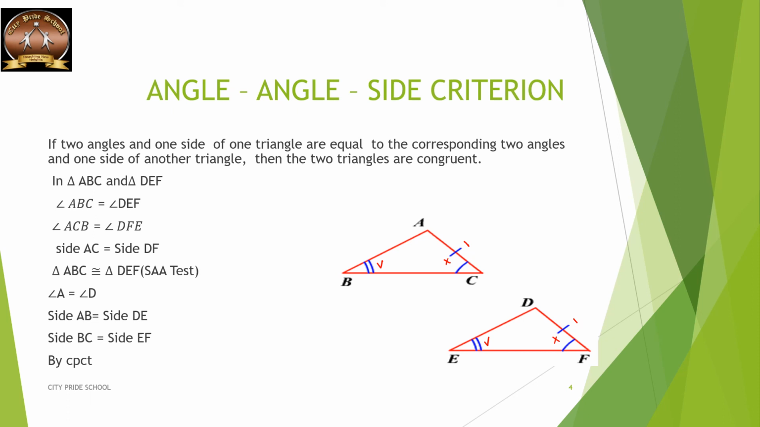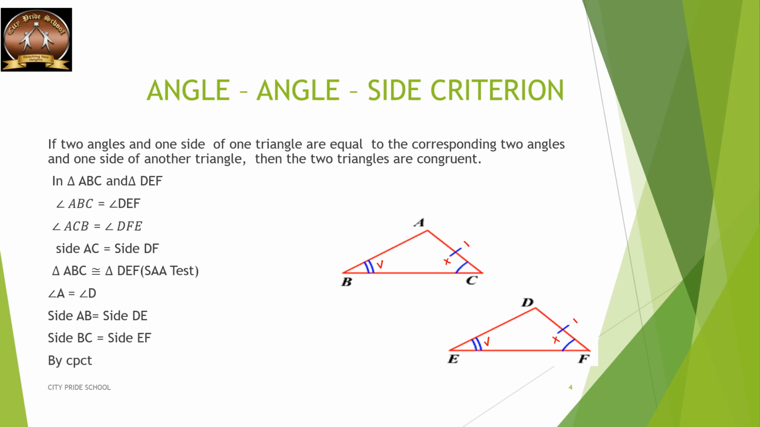Now let us see how to write this. So first name the triangles, then we will write angle ABC is equal to DEF, that is, it is given in the figure. Angle ACB is equal to DFE and side AC is equal to side DF. So the triangle ABC is congruent to triangle DEF by SAA test.